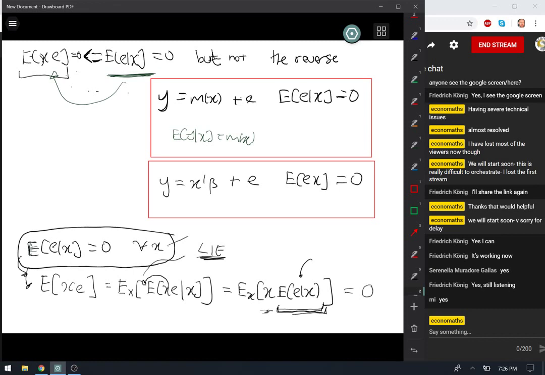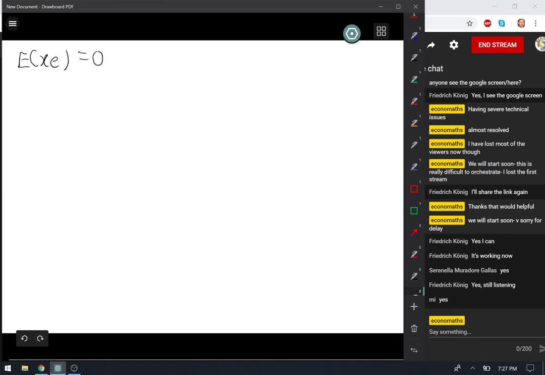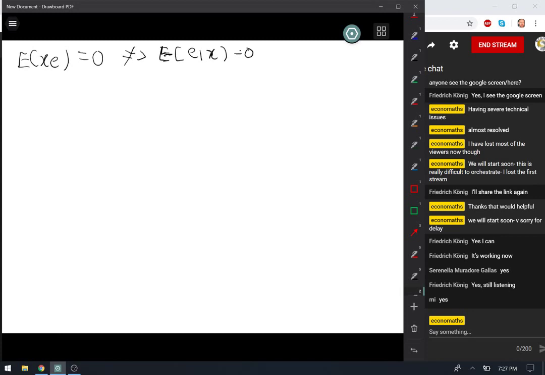The next thing is then to show that the reverse doesn't hold. To do that, we just need to give a counterexample. So we proved one way around. The next bit is, we want to show that this condition, E of xe equals 0, does not imply that the expectation of e given x equals 0. Well, there are many examples you can give. The common one is to assume that x is normally distributed, normal 0, 1, just for simplicity.